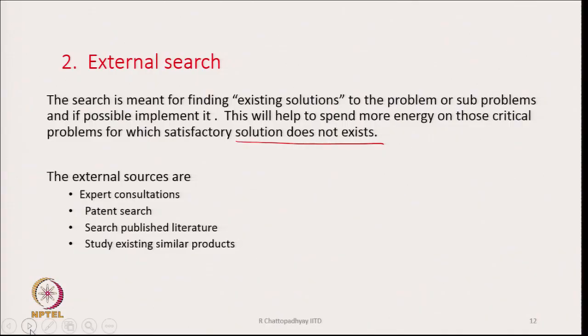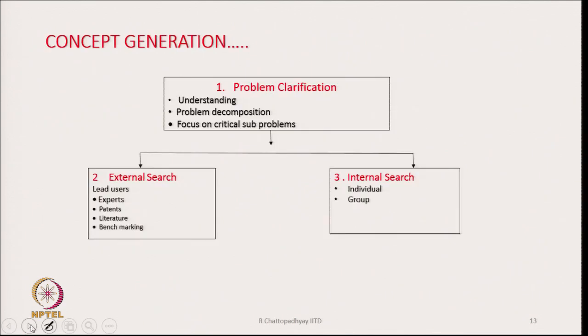The external sources are, as I already have stated, expert consultations. There are consultants in many fields who have a lot of experience, so we try to identify them and discuss the problems with them. Patent search, I have already said, then search published literature and study existing similar products. These are the various sources of information. That is the external search.